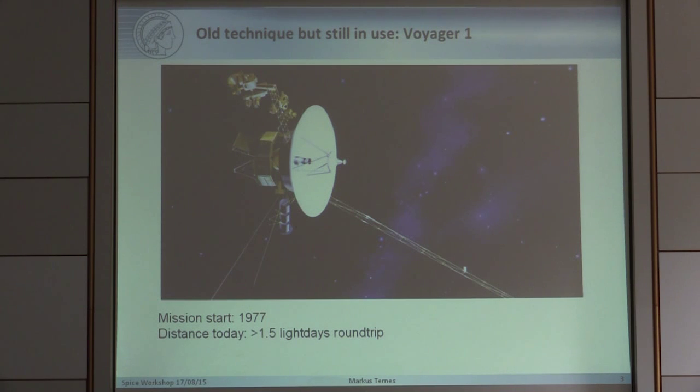And I put it here, really, I think this will be the only talk where I ever do this. The distance of this machinery is 1.5 light days round trip. So to give a command to this machine and to get the feedback that it has arrived, it's 1.5 light days, 36 hours.